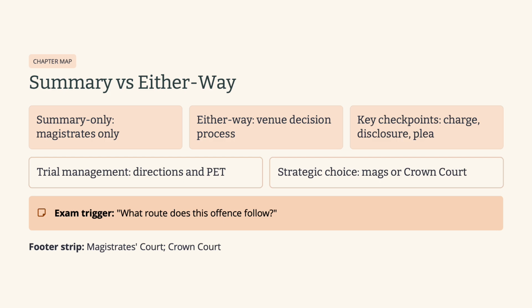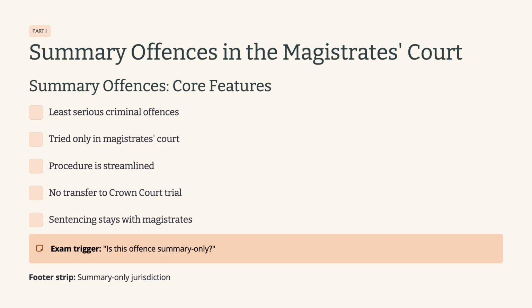So for exam focus for this chapter is straightforward. The question can be, what route does this offence follow? Classification determines procedure, so always begin by identifying whether you are dealing with summary only offences or either way offences.